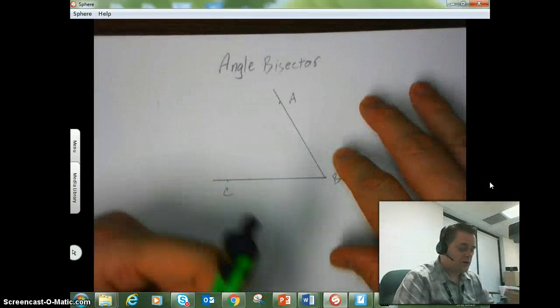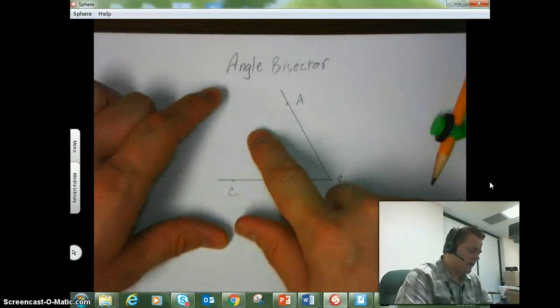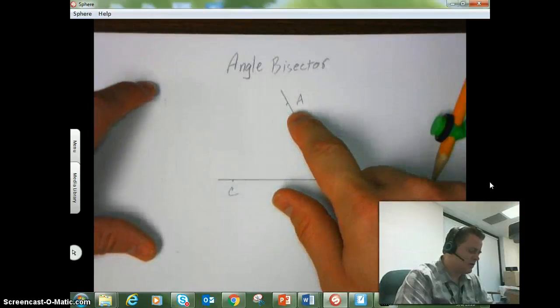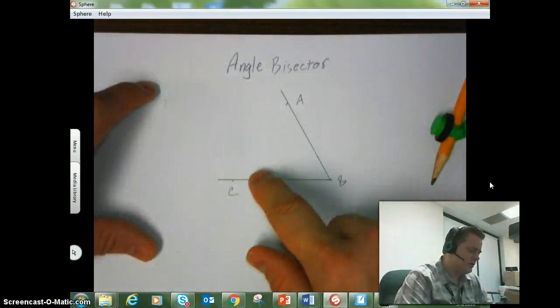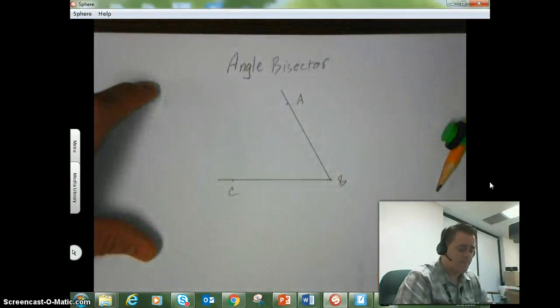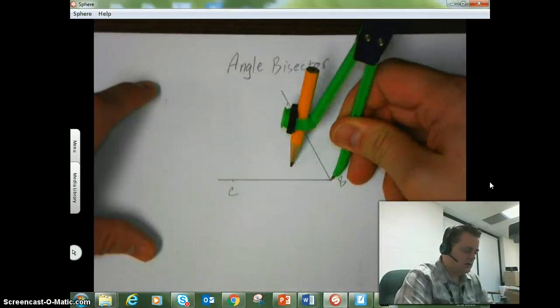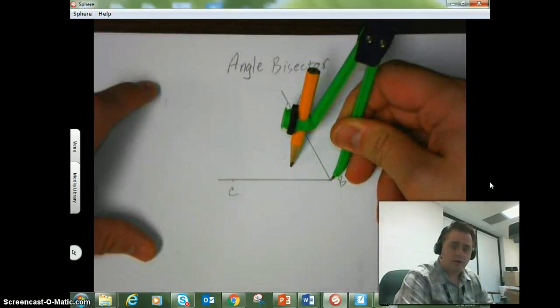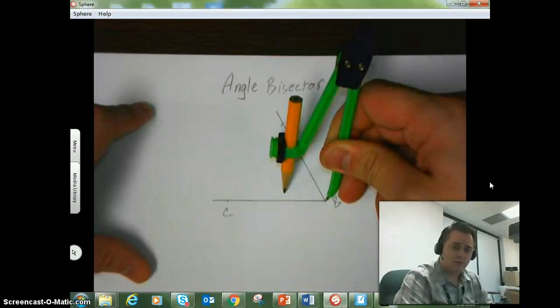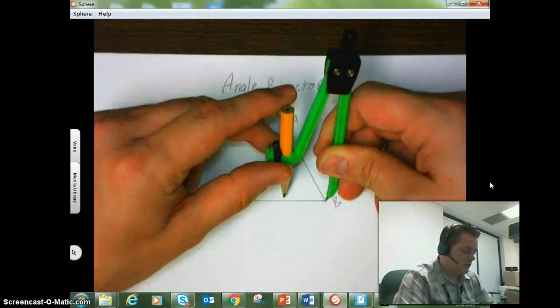Okay, now how do we find another point here? Well, the only way that we can find another point here is to give me some kind of reference off of ray BC and ray BA. What we'll do is take the tip of our compass and place it at the vertex of the angle.